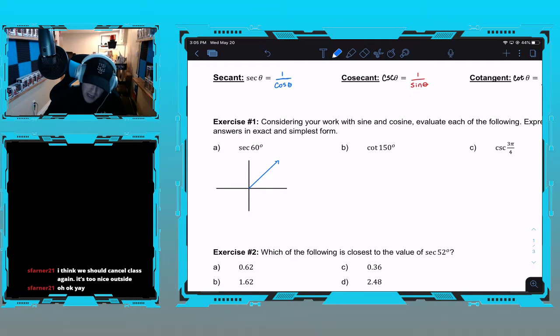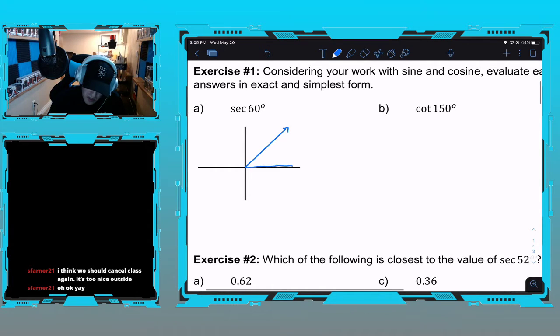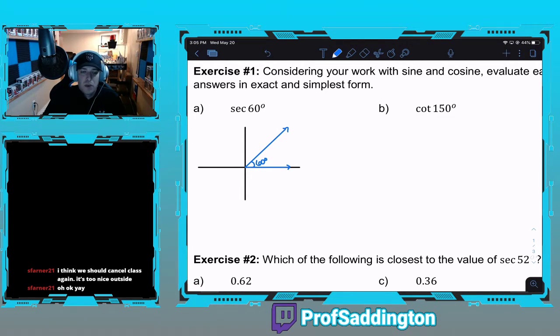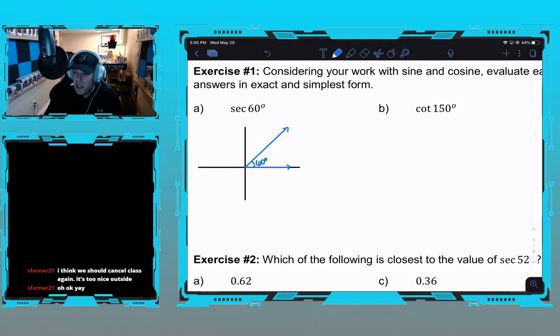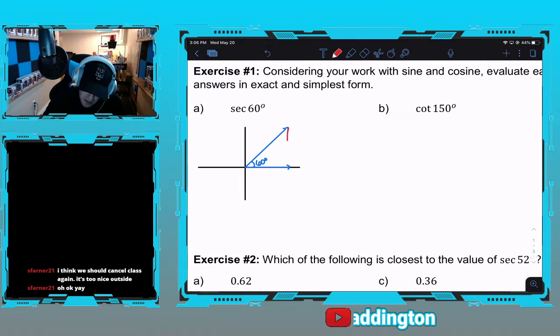So I have my terminating ray. We started here on the x-axis, and we know that this is 60 degrees. When we did these back at the beginning of the unit, after you put in your angle, I told you you needed to create a right triangle. So I'm just going to create my right triangle.